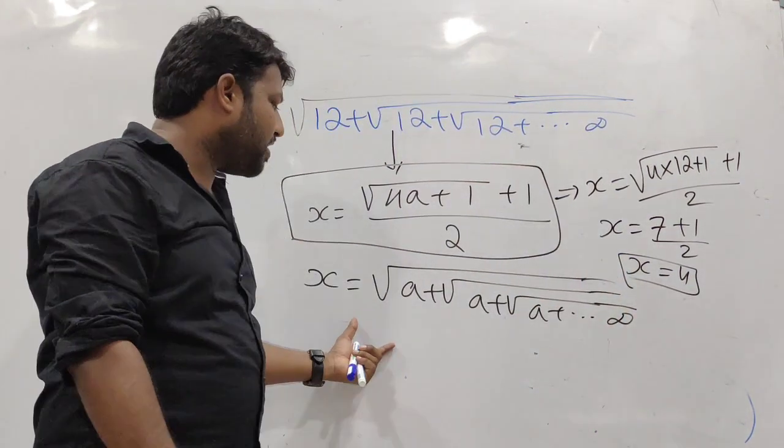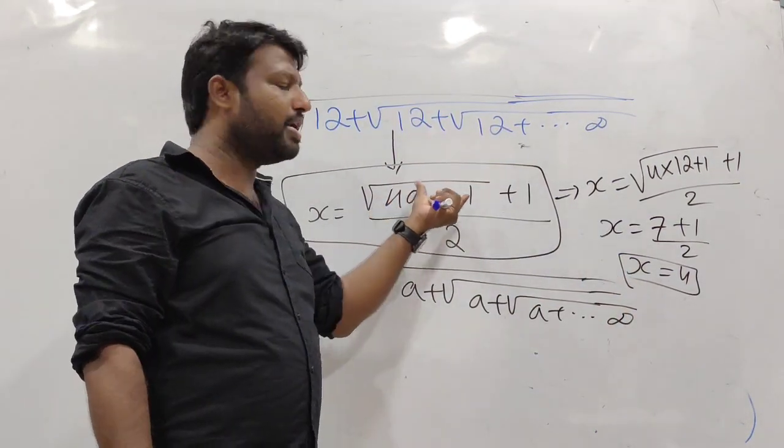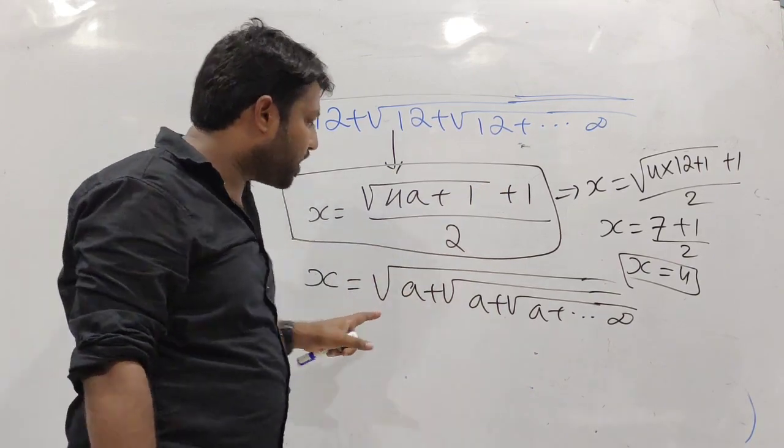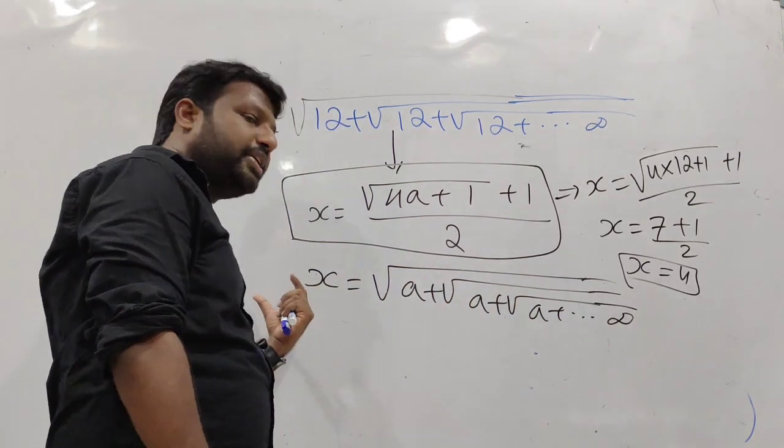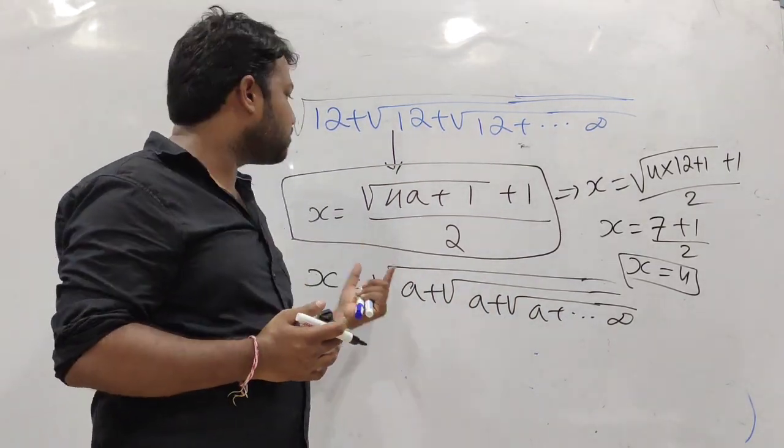So this I am not deriving. You have to remember this: root of 4a plus 1, plus 1, by 2. What I am taking here is x is equal to root a plus root a and so on, and this whole thing I take as x. If you simplify, the same quadratic equation comes. If you solve, you will get this formula.